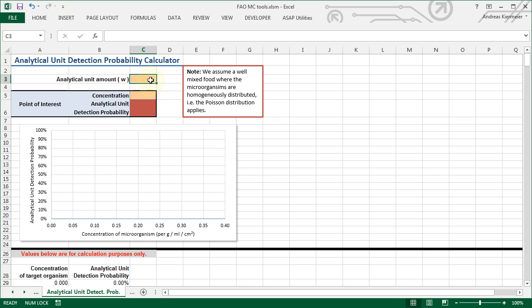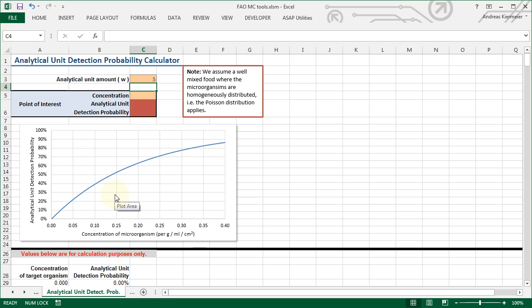Cells that accept user input are shaded in orange, and the most important one is shown here at the top. It allows us to enter the analytical unit amount, how much of the food is used as part of the analytical test. Let's enter a value of 5 to denote either 5 grams, 5 milliliters, or 5 square centimeters, depending on the type of sample that we might be dealing with.